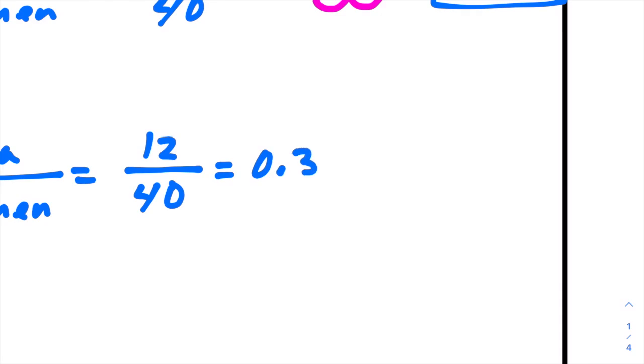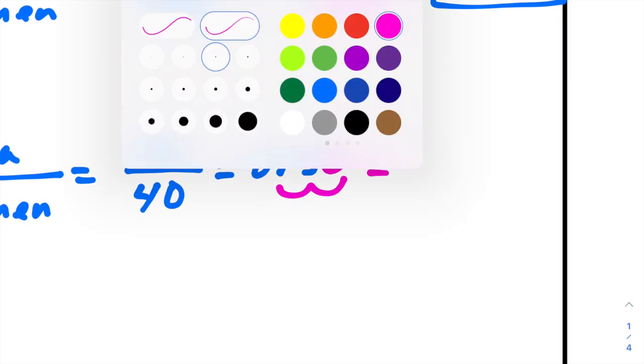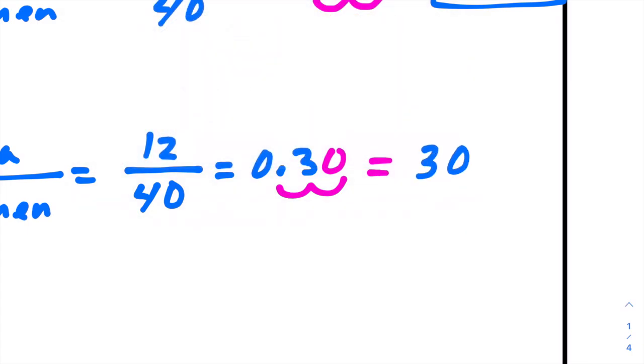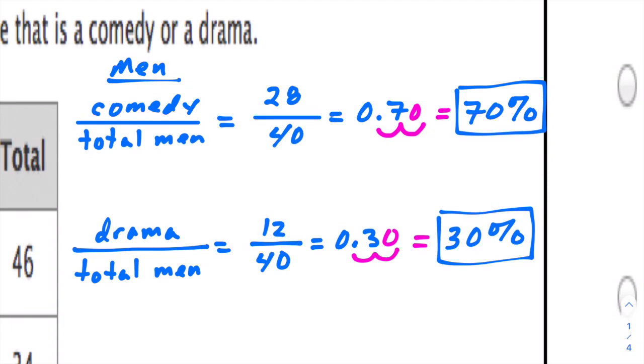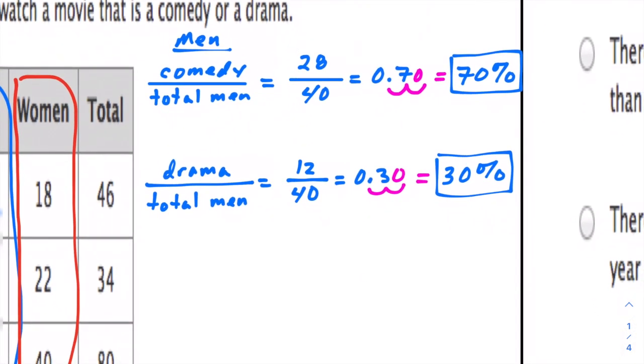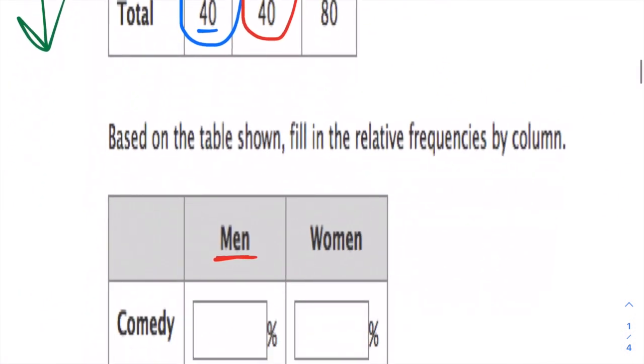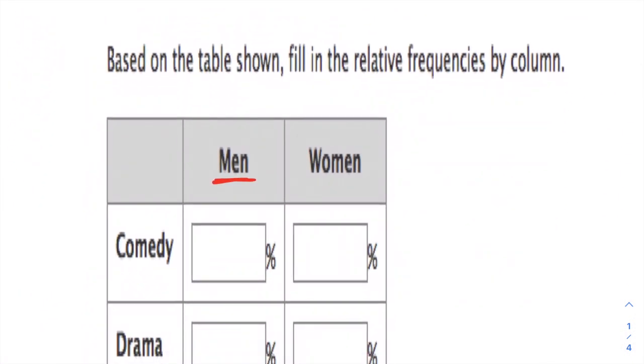Again, on your calculator, 12 divided by 40 comes out to 0.3. And if I want to turn that into a percent, that would give me 30%. And again, a real quick way to check to see if I have that right, that 70% and the 30% should be all the men that were surveyed, so that would give you 100%. 70 plus 30, it gives you 100%. So I know I have all the men accounted for.